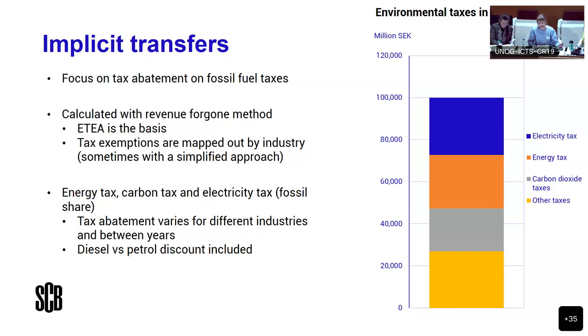So, looking at the energy tax, the carbon tax, and the electricity tax, and I should probably also say that the electricity tax contributes very little to these implicit transfers, because the electricity mix in Sweden only contains about 2% fossil fuels. But then, as I said, the tax abatements vary for different industries and between years, and we also included this diesel versus petrol discount, coming from the fact that diesel historically has had a lower tax rate compared to petrol and still has.